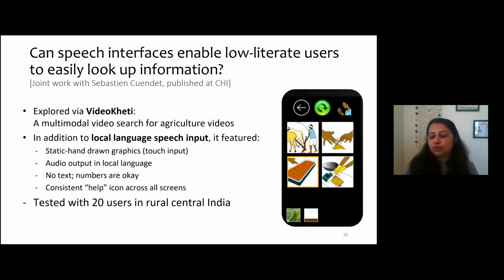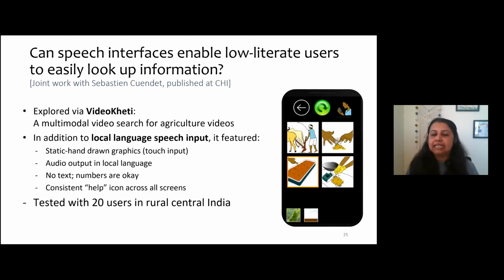So far I have talked about how to display and organize informational interfaces, but what about user input? How do we design for that? One question that we explored was, can speech interfaces enable people who are low literate to easily look up information? I may have briefly mentioned this earlier.